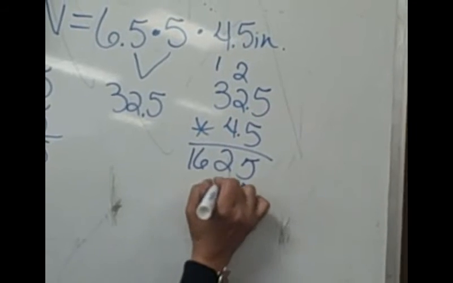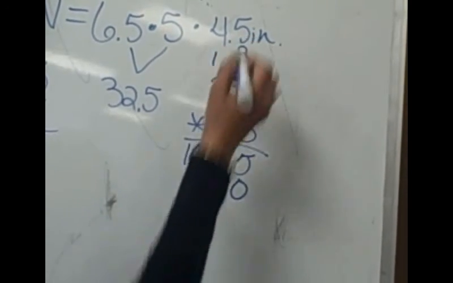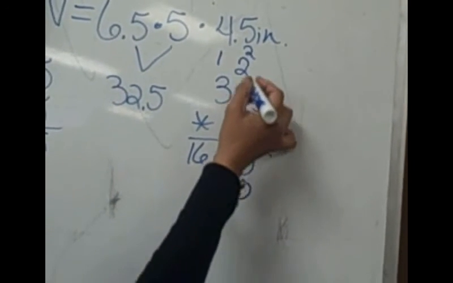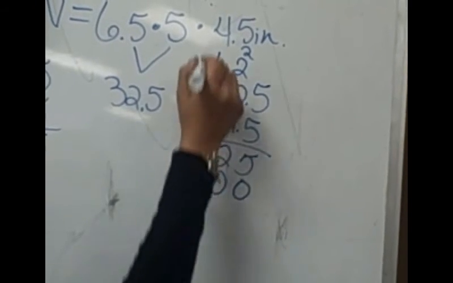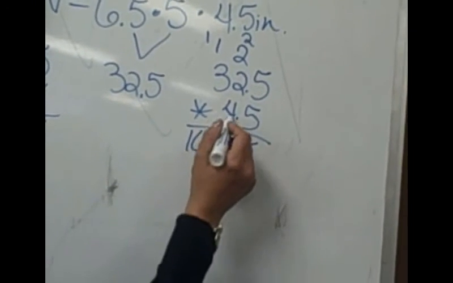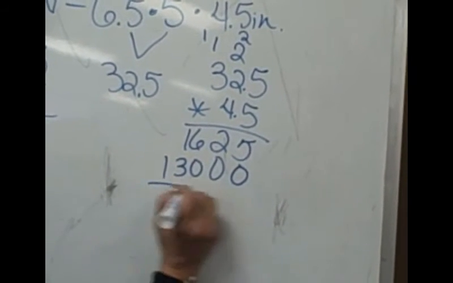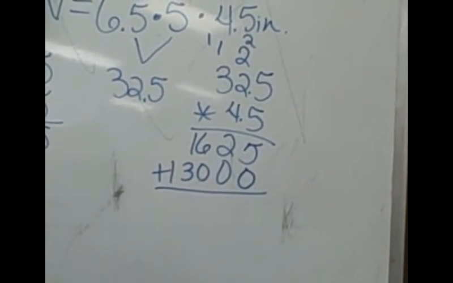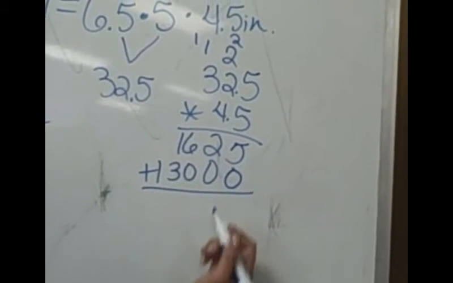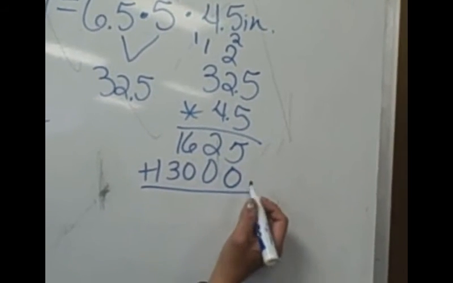4 times 5 is 20, carry my 2. 4 times 2 is 8, plus 2 is 10, I carry my 1. 4 times 3 is 12, plus 1, 13. Make sure you're aligning everything correctly where it should be so that we can get the correct answer.